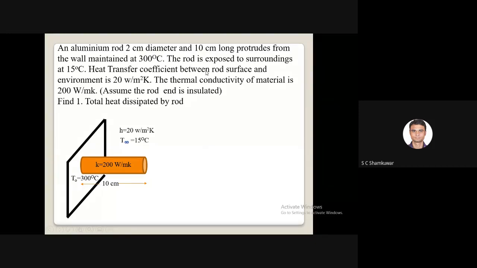Okay. The heat transfer coefficient between rod surface and the environment H is given 20 watt per meter square Kelvin. Thermal conductivity of rod is given, and what is the condition? Assume the rod end is insulated. So second case, what is given? Second case is given. So what you need to find out? Total heat dissipated by the rod. Okay, we have to find out.